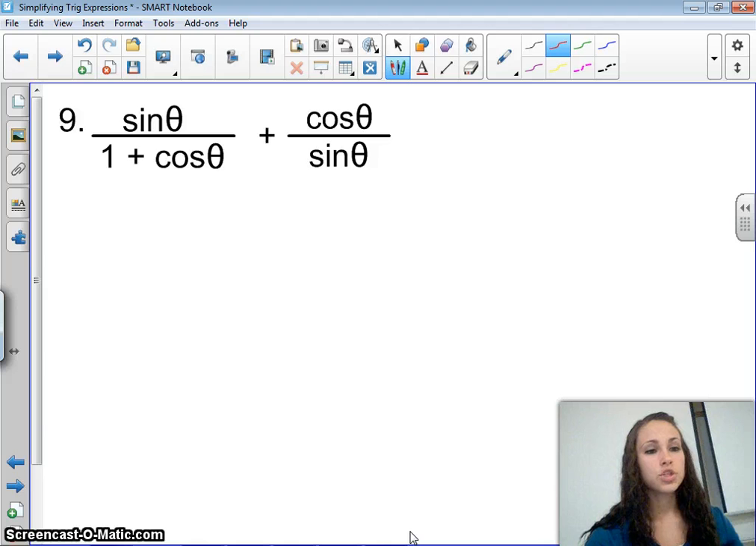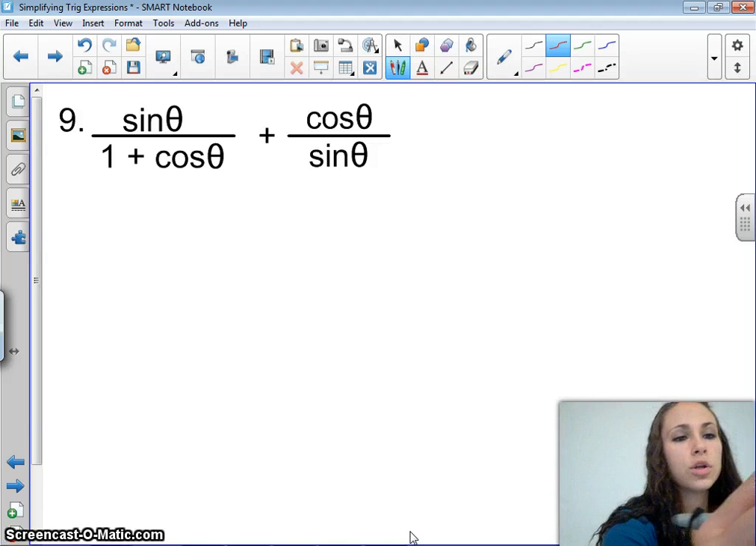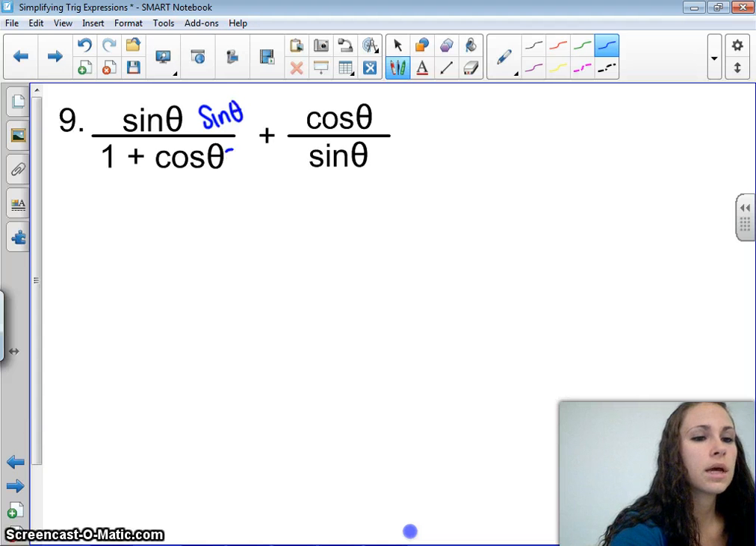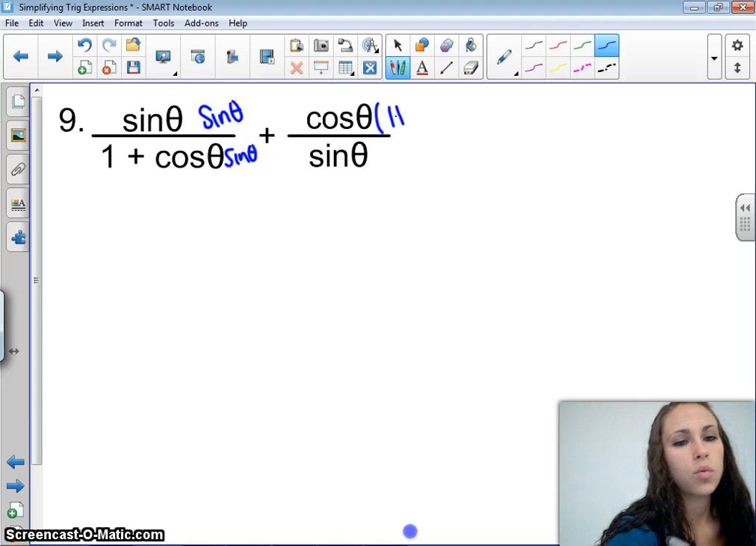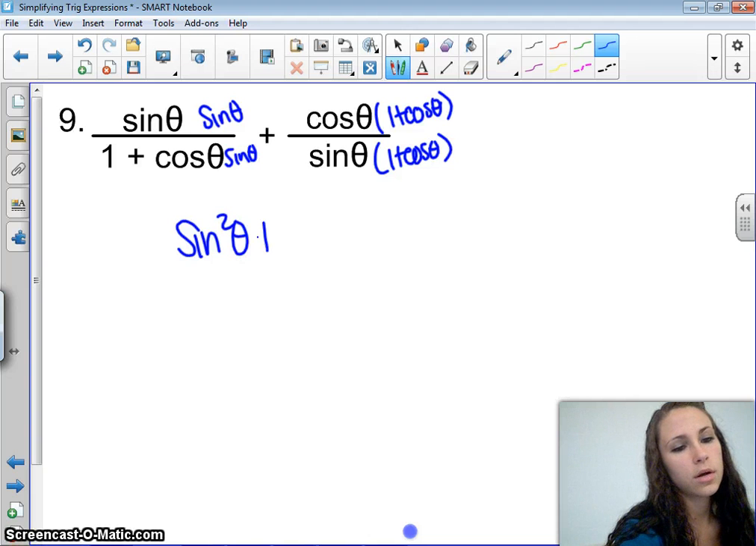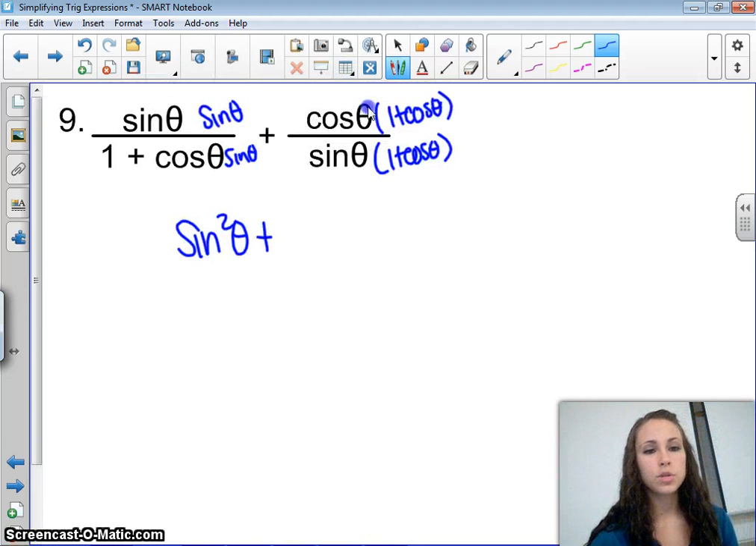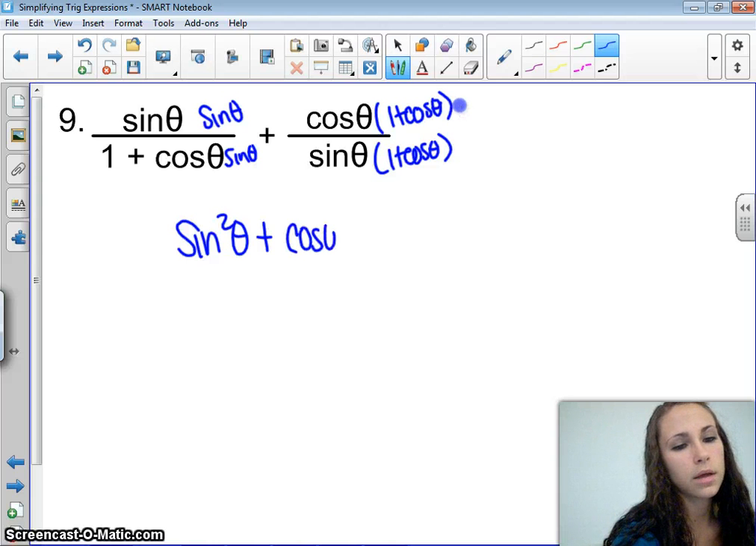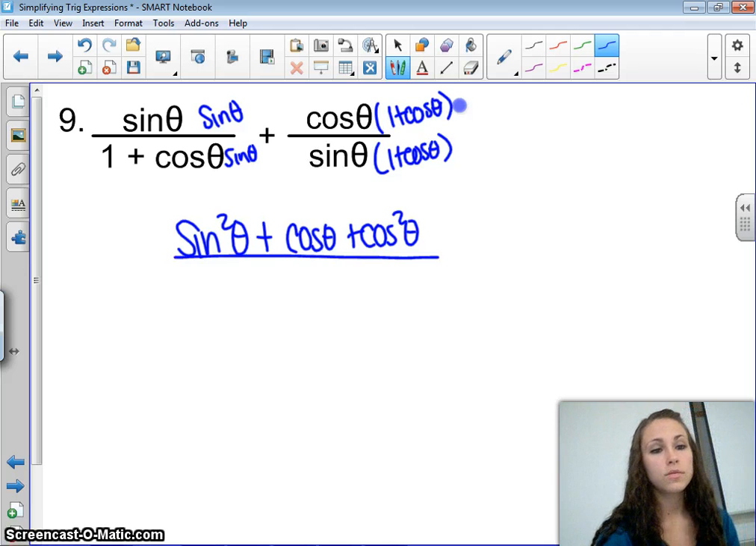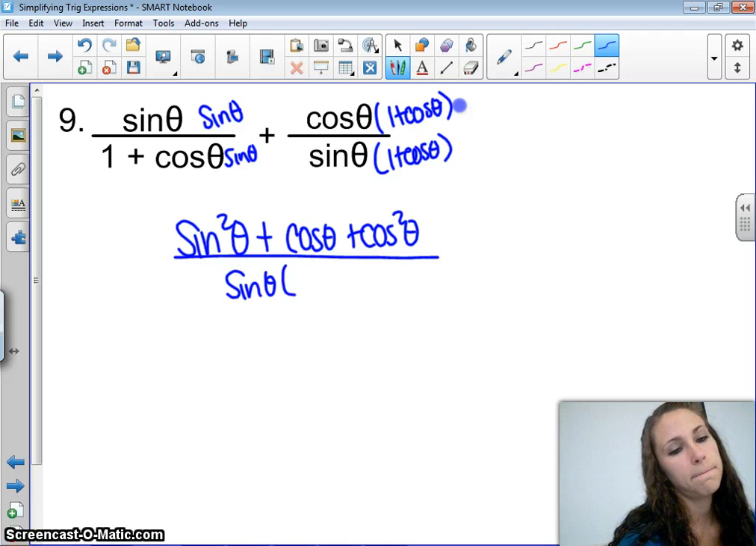Alright, number 9 is just one that looks obviously like one that you need to get a common denominator on because you've got two fractions with different denominators, and so that's what I'm going to do, get my common denominator. So this needs a sine, and this needs a 1 plus cosine. And so in the top, that'll leave me with sine squared plus, I'm going to go ahead and distribute this cosine. So this is cosine plus cosine squared, and then all over the common denominator, which is just sine, and then 1 plus cosine.